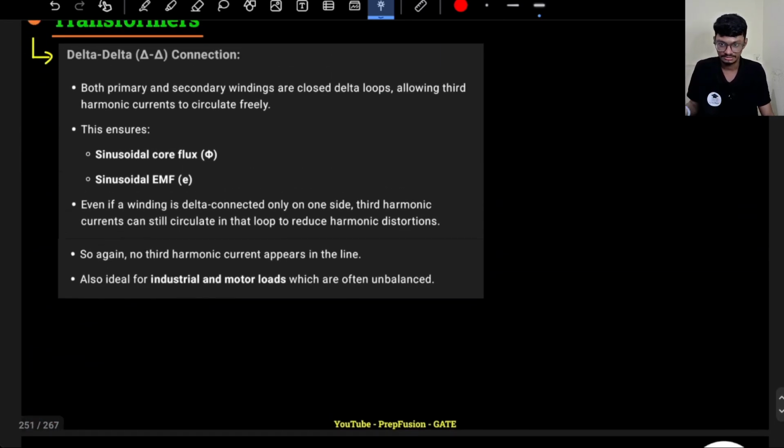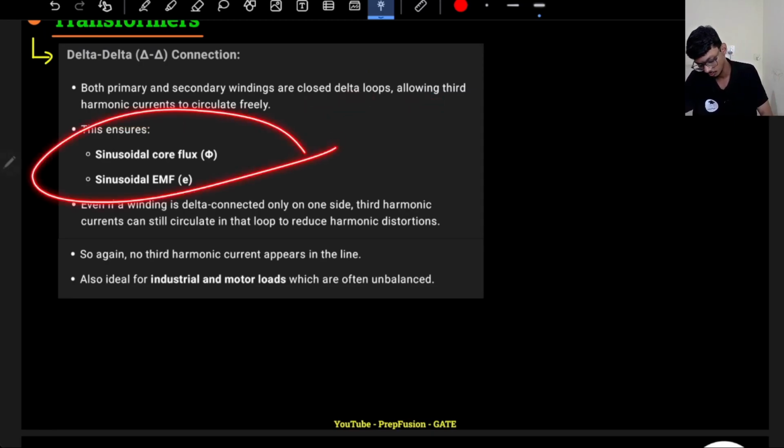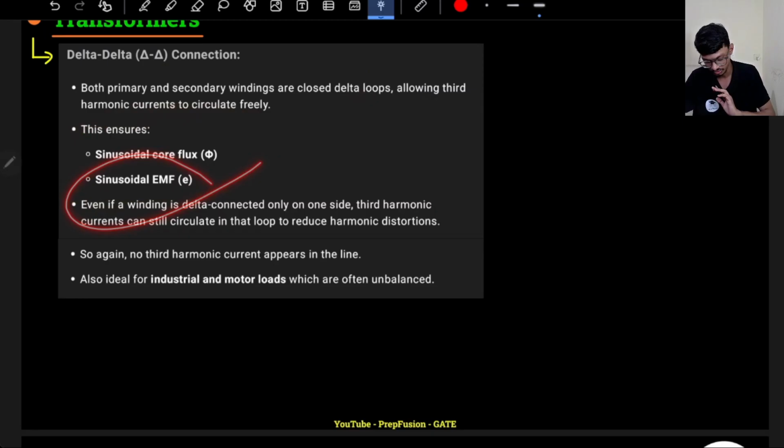What about the delta delta connection? Delta delta connection is pretty simple, although we don't use it. Both primary and secondary windings are closed loops, allowing third harmonic currents to circulate freely, no problem. Your core flux will be purely sinusoidal. Your EMF also will be purely sinusoidal, no doubt at all.